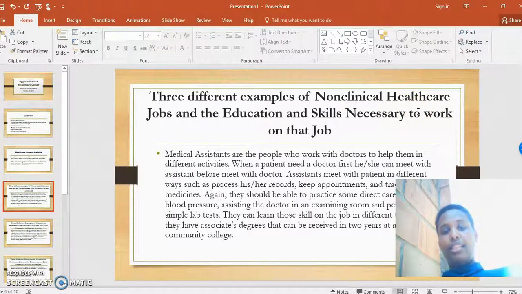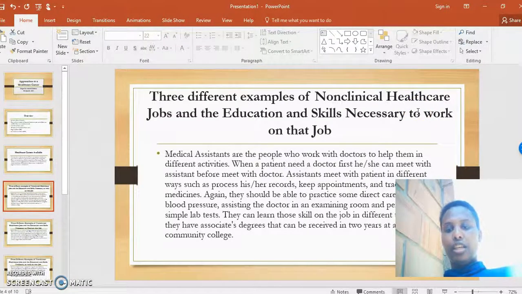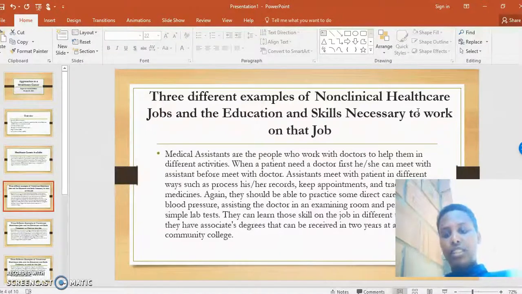Moving to three different examples of non-clinical healthcare jobs. First we have medical assistants. Medical assistants are the people who work with doctors to help them in different activities. When a patient needs a doctor, he or she can first meet with an assistant, because assistants provide the appointment and know when doctors are available at the hospital, in order to connect the patient and the doctors.